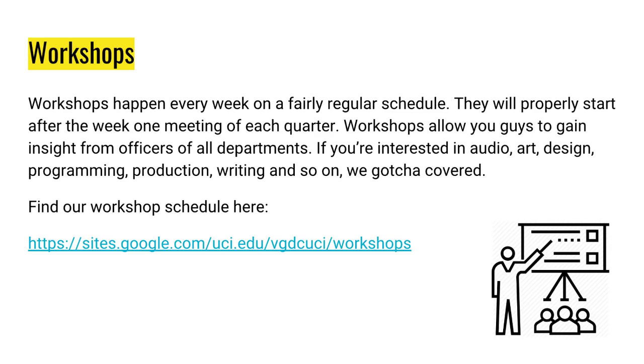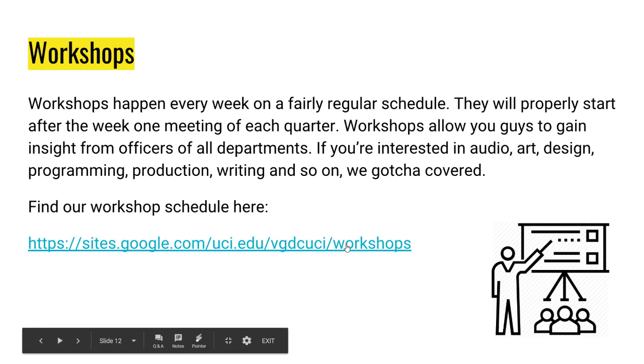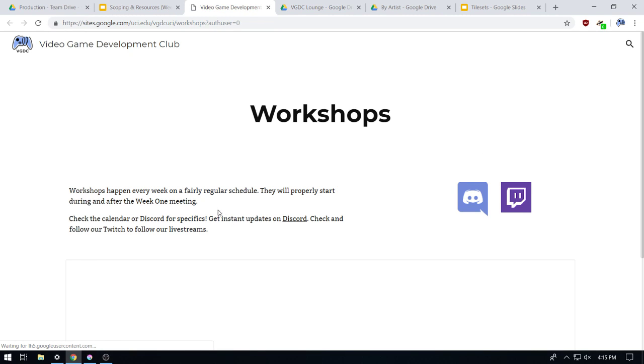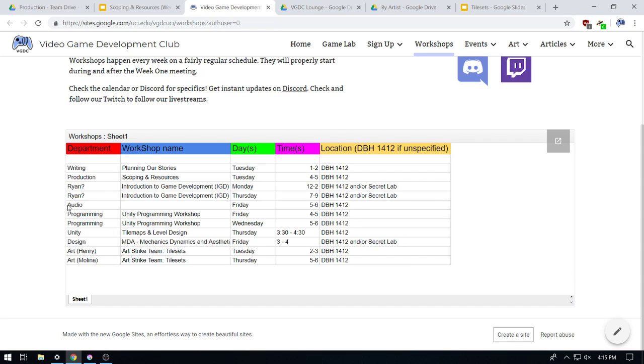So I have a question. The Excel sheet doesn't have any dates, so I'm assuming it's updated every week. Yeah, it'll only say Monday, Tuesday. Yeah, it's updated every week. Okay. And then you can access the workshops here on our website. They're right here. Yay.